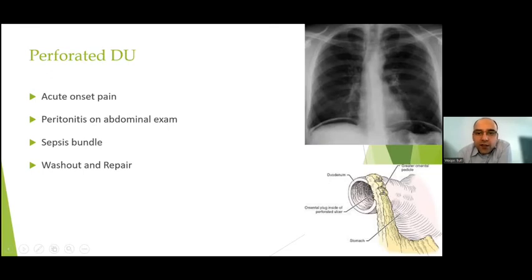Now, this just means that one of the hollow organs in the abdomen has perforated, but it's most commonly seen with perf DU. And the operation requires thorough washout of the peritoneal cavity and repairing the perforation. So most commonly performed repair is called Graham patch repair, where you put an omental plug over the ulcer. And this can be done open or laparoscopically.